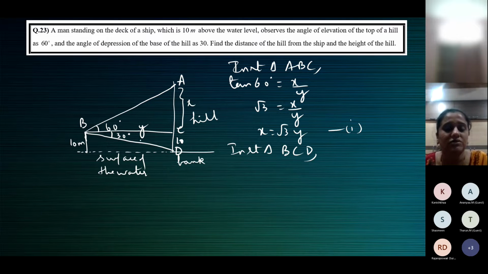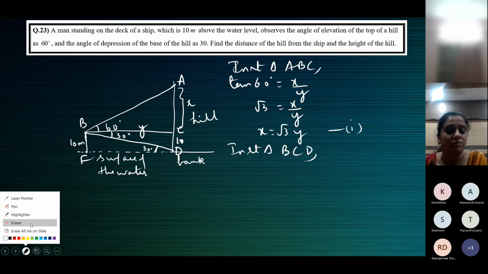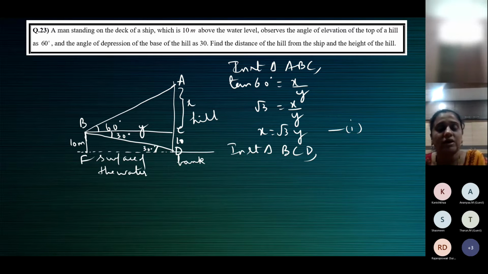If you want, you can even mark this as 30 degrees. Angle of depression is equal to angle of elevation. You can even take this triangle, like BDF. You can mark 30 degrees here because alternate angles are equal, and take the triangle BFD also. So I'm taking BCD itself.